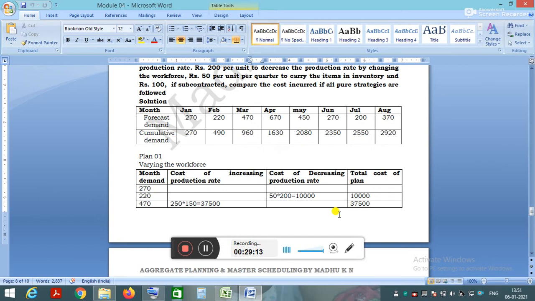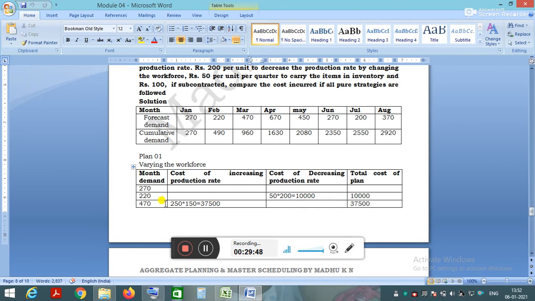For the month of January, the demand is 270 products. It doesn't cost anything. For the second month, February, the demand decreased from 270 to 220. What is the decrease in demand? It is 50. What is the cost of decreasing the production rate? It is 200 per product. There is a decrease of 50 products, so 50 into 200 becomes 10,000.